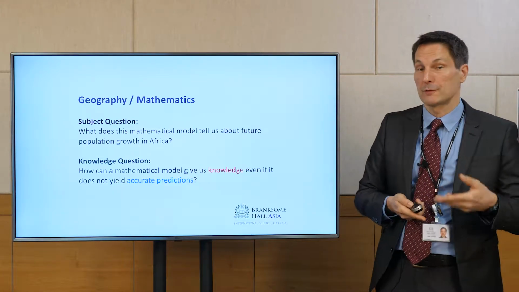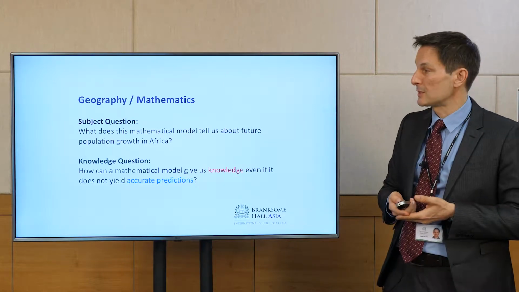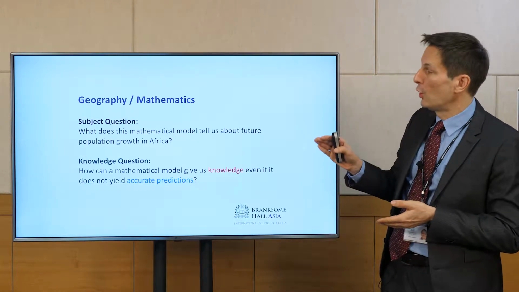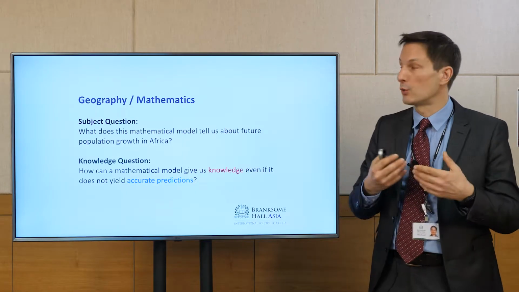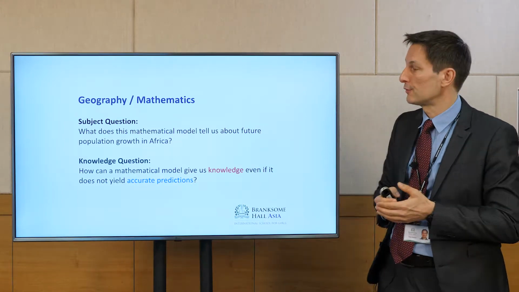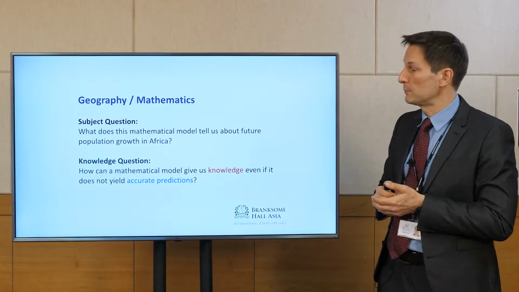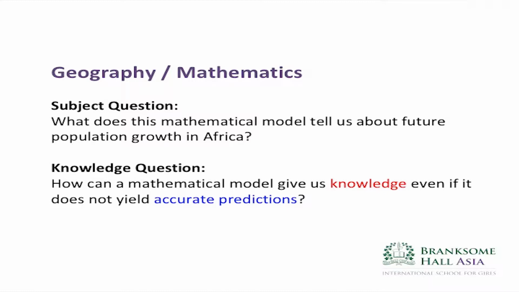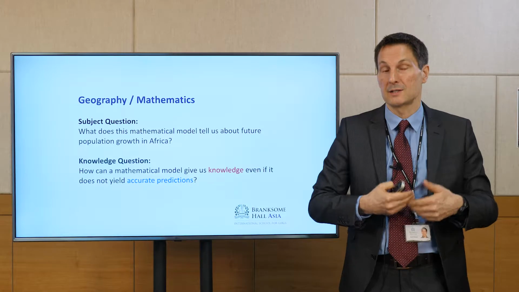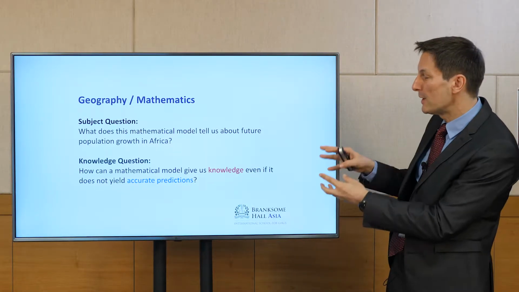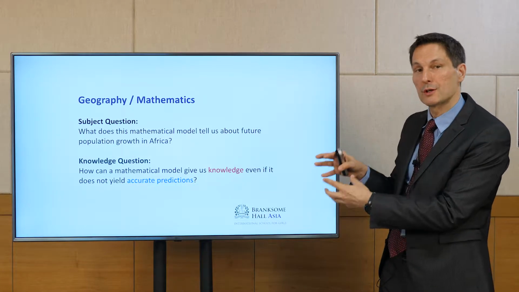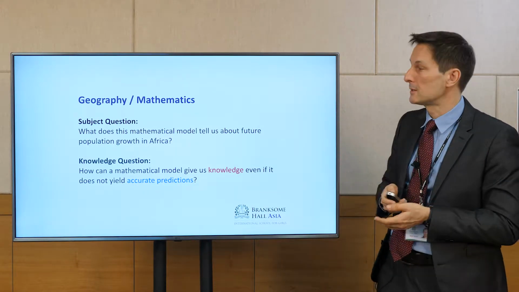Here's a final example for geography and mathematics. A good subject question would be, what does this mathematical model tell us about future population growth in Africa? Very typical question either for mathematics or for geography. But a good knowledge question would be, how can a mathematical model give us knowledge even if it does not yield accurate predictions? So again, it's about knowledge, it's about accuracy, it's about truth. And it's really opening up the question, getting the students to think critically and be more open-minded about the topic.